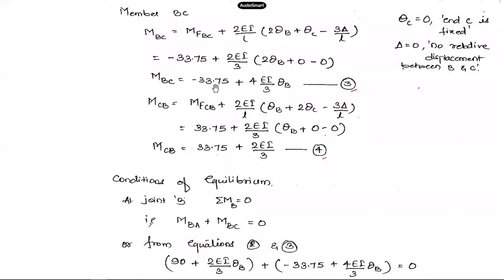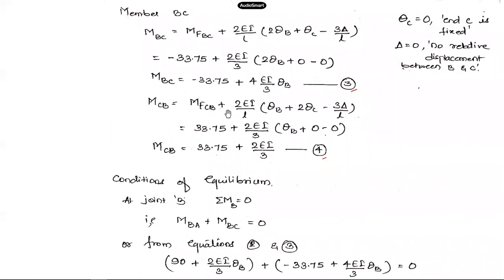MBC is equal to minus 33.75 plus 4EI by 3 into theta B. Okay, so this will be the third slope deflection equation. Now what we have to do is, we have one more joint in that member BC, which is joint C. So for that, the slope deflection equation is here.